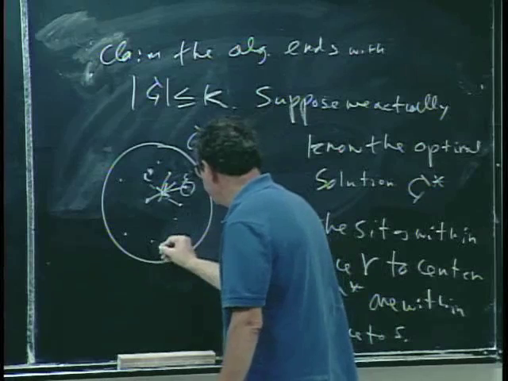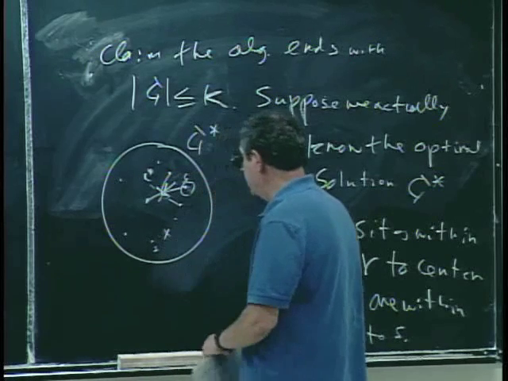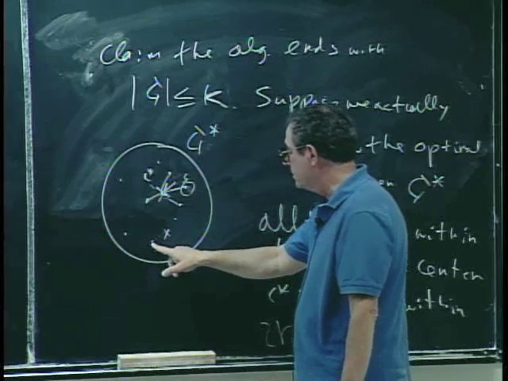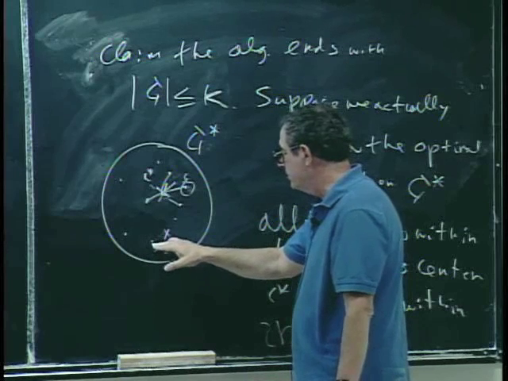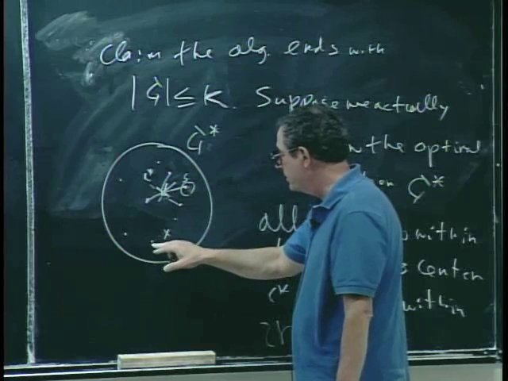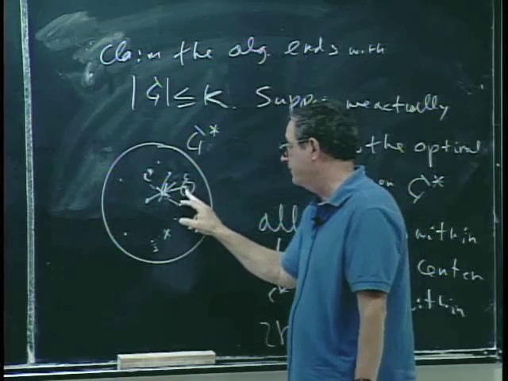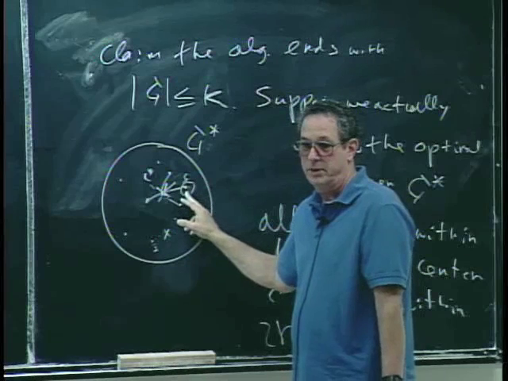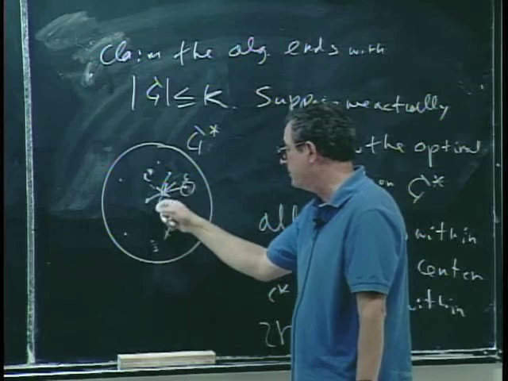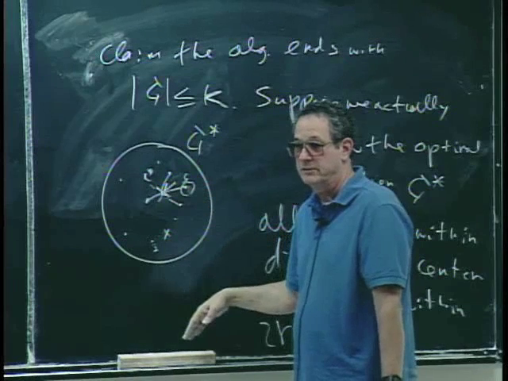And then you pick another guy, and he's within r to some site. Now, this next one that you picked is within distance r to some other center. Is that within distance r of the center associated with the first site you picked? It can't be within distance r, because if it was within distance r to this one, it'd be within distance 2r to that one, and it would have gotten deleted.